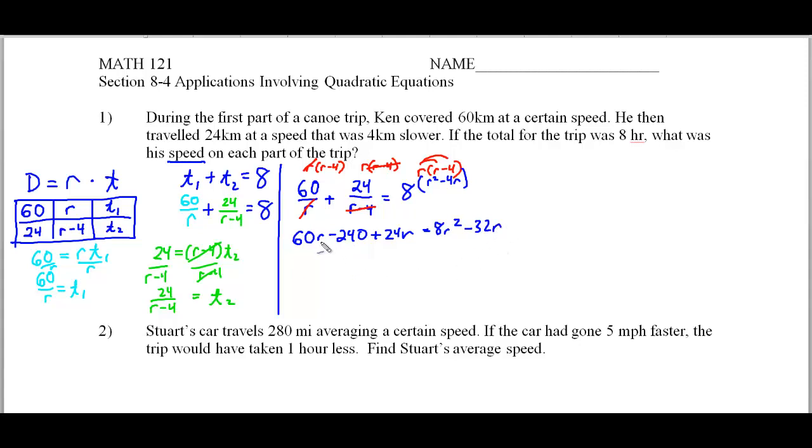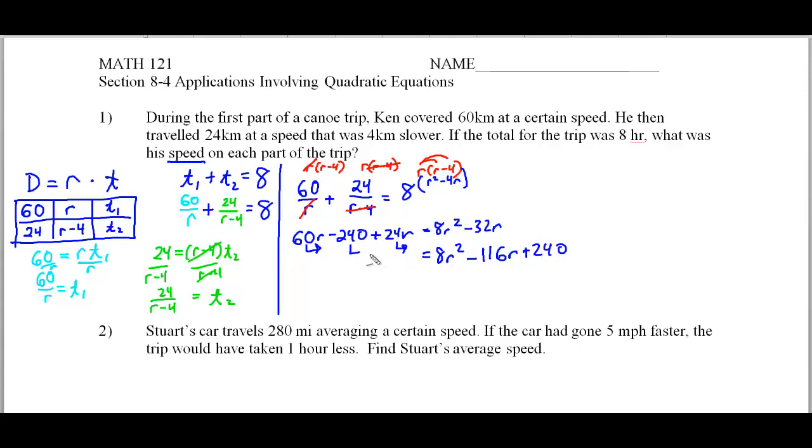Now what I'm going to do is move everything to the right side. The reason why is I prefer to have 8 being a positive number. I like having the number in front of my r squared to be positive. So I'm going to subtract the 60r and subtract the 24r from the negative 32r, and that's going to give me a negative 116r. I'm also going to add the 240r to both sides. That will give me, at the end, positive 240.